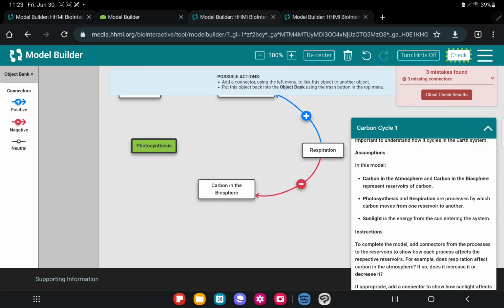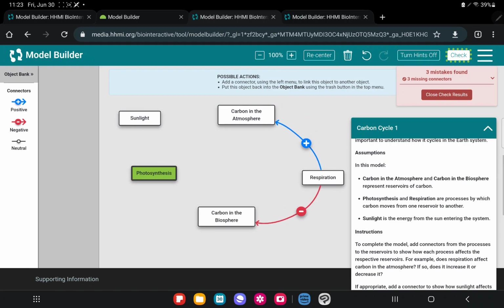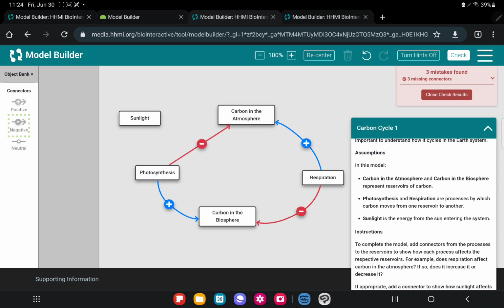So what does photosynthesis do? And we can have hints here. Oftentimes I'll have students turn the hints off as it kind of clutters our workspace here. But photosynthesis has a positive effect on carbon in the biosphere. It's taking carbon out of the atmosphere and putting it into plants. That's how they're building their mass, through photosynthesis. And photosynthesis is decreasing carbon in the atmosphere. It is taking carbon out of the atmosphere and putting it into plants.